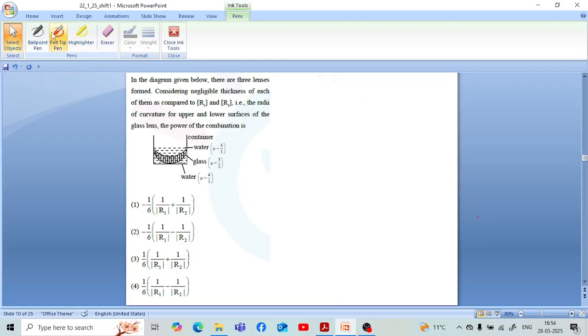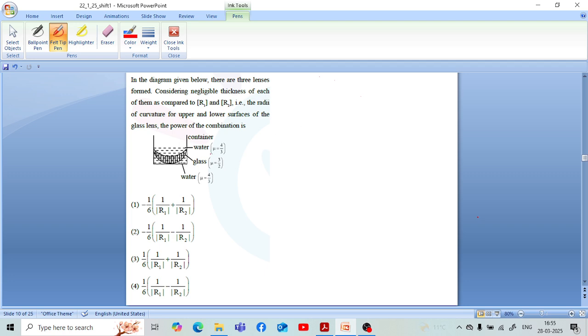Hello students, the question is, in the diagram given below, there are three lenses formed. Considering negligible thickness of each of them as compared to R1 and R2, that is the radius of curvature of upper and lower surfaces of the glass lens, the power of the combination is, and the given options are in terms of radius of curvature.